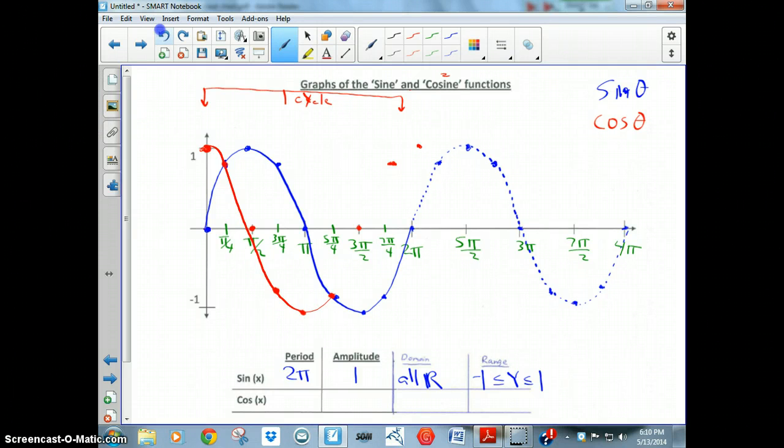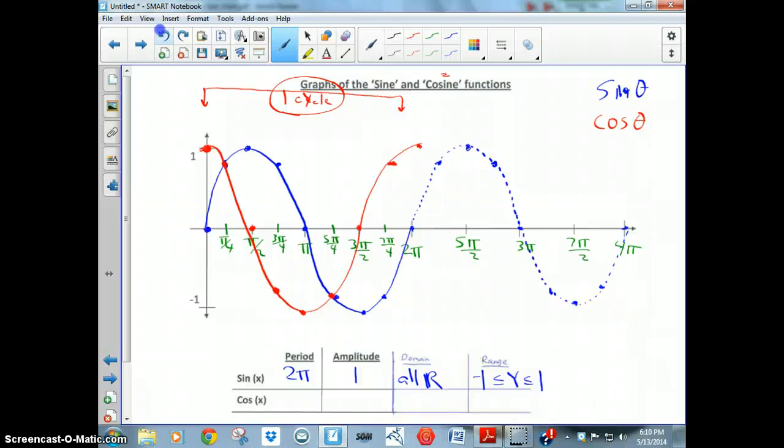Roughly, it's going to go like this. And there is your sine curve. It's going to look exactly like the sine curve. Sorry, that the cosine curve is in red. It's going to look like the sine curve, but it's off by pi over 2. That's the first cycle. That's cycle number 1.